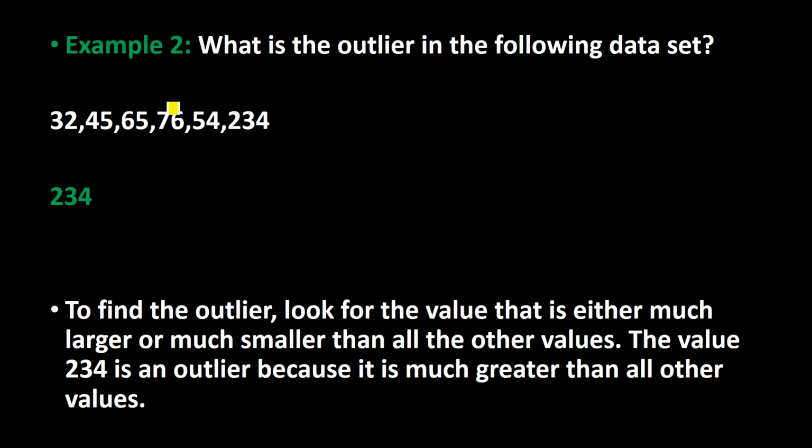Here I will give you one more example. Suppose this is our data. In this case, we have 32, 45, 65, and then at the end we have 234. So the outlier, I told you, is at an abnormal distance from the rest of the numbers. So to find the outlier, look for the value that is either much larger or much smaller than all other values. In this case, we have 234, which is much larger than the rest of the data. So the value 234 is the outlier.